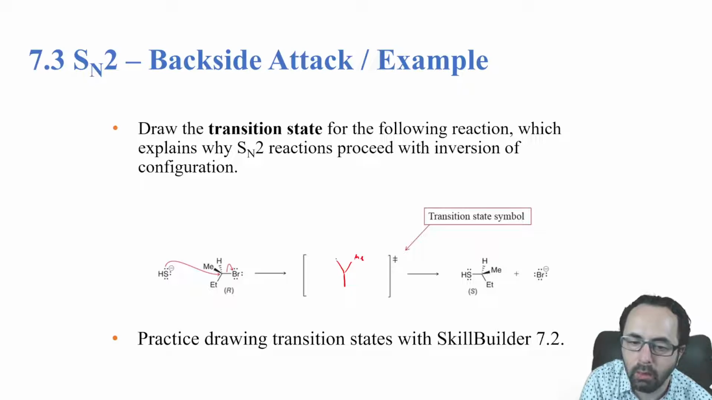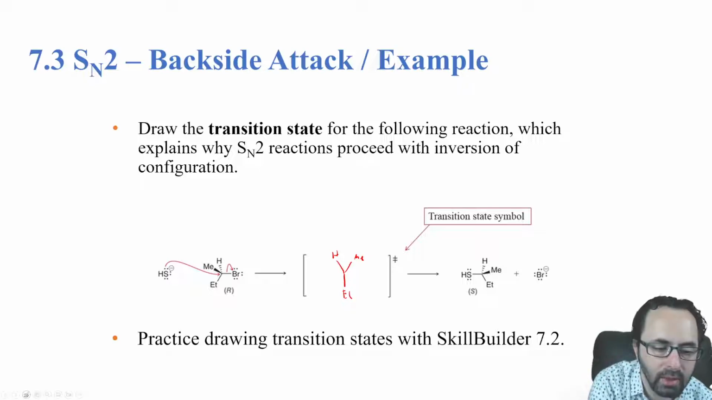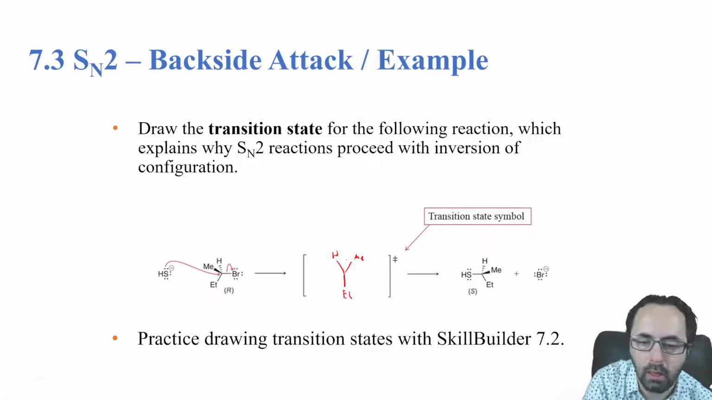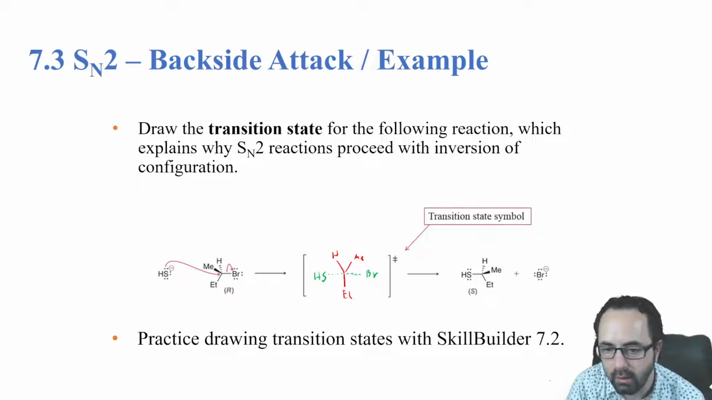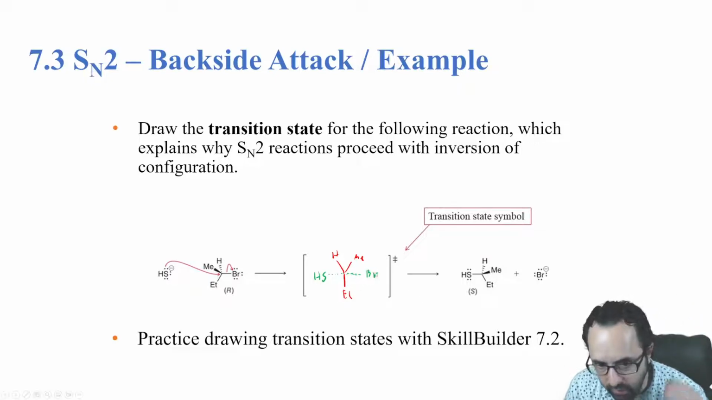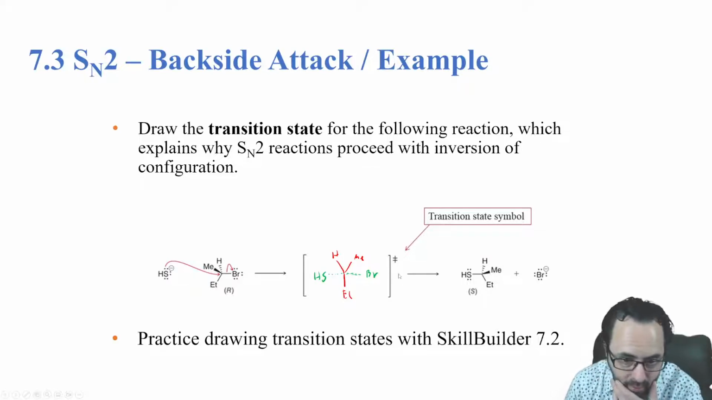But there'll be a methyl group, there'll be a hydrogen, there'll be an ethyl group, and it will be flat. And then the bromine will be starting to leave. So we draw a dashed line here to indicate that the bromine is starting to leave, and the hydrosulfide is starting to create a bond here. And so the transition state would look like this. And of course, when we're drawing a transition state, we put it in brackets and put this double cross here, which represents the transition state.